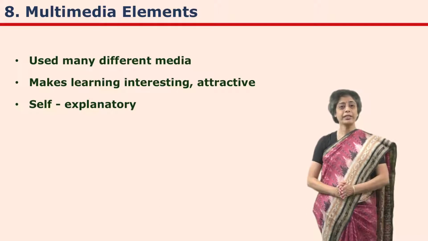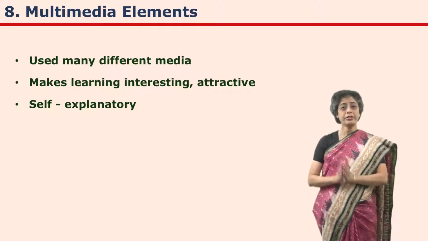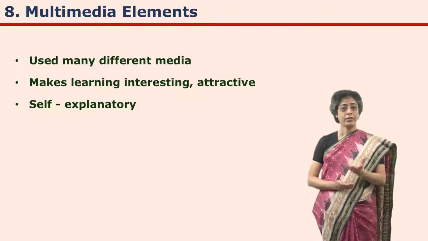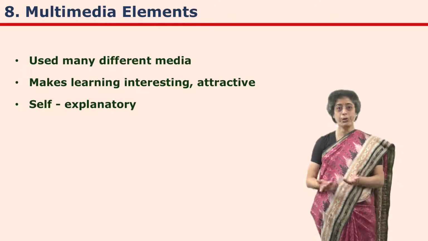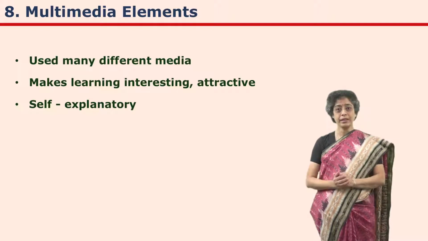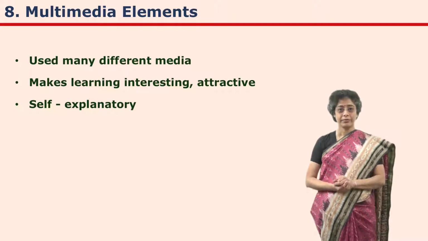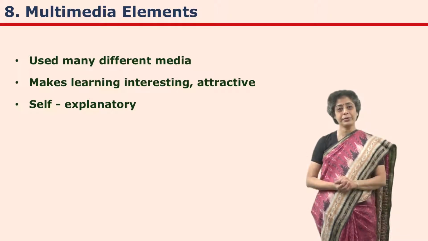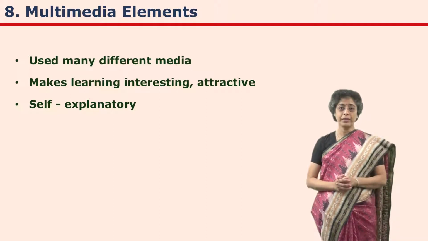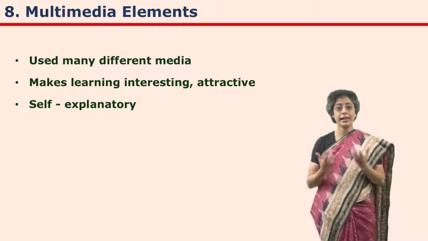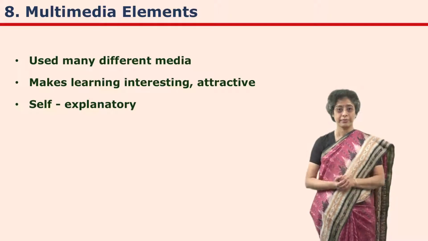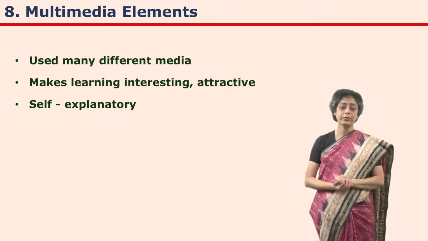CAI is a multimedia interactive package. Many different media are used in CAI. Not only text but graphics, photographs, visuals, video, audio, animations, sounds are used. All these multimedia make learning interesting and attractive, but CAI is not known only for its attractiveness. Because you use different media, the content becomes elaborative, informative and learners can actually see and hear the things, which adds value to the entire learning process.